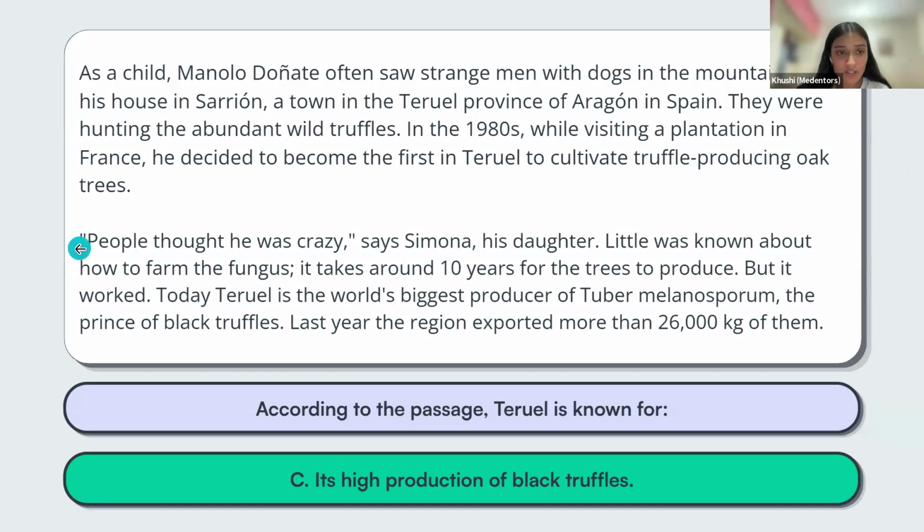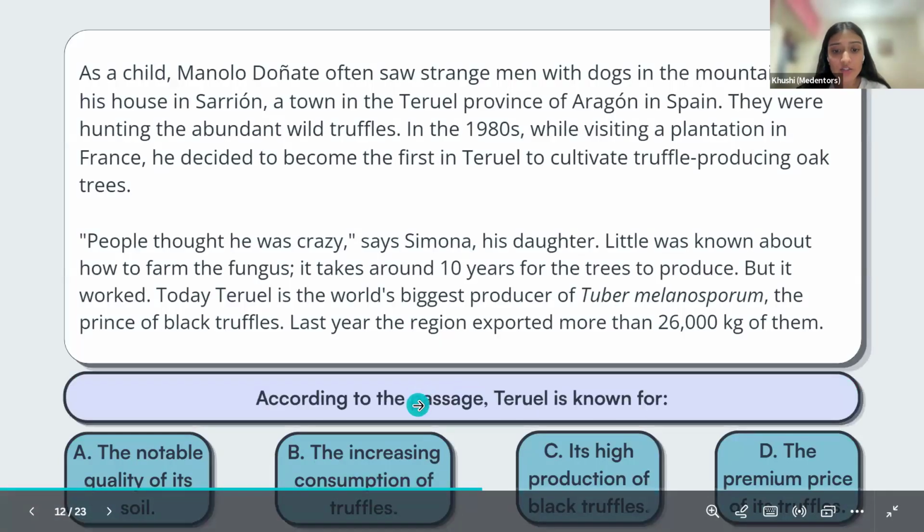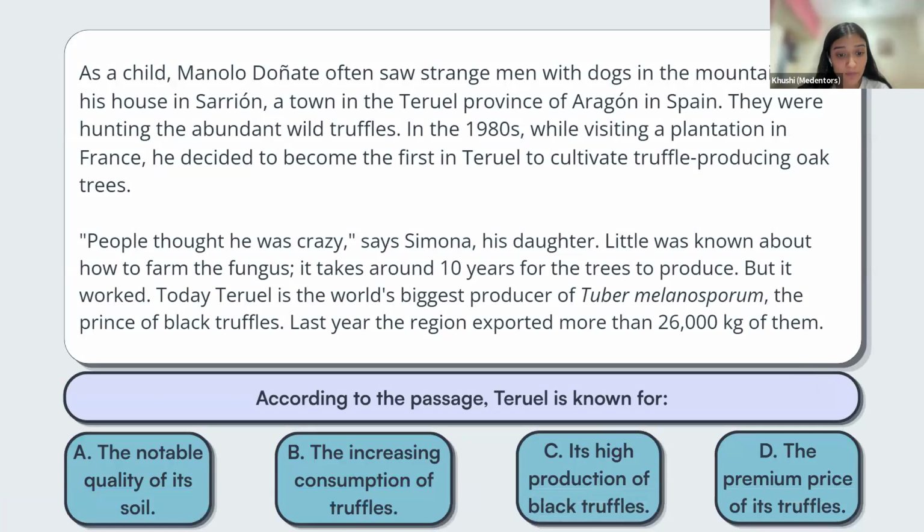Yeah. So with that, what I started off by doing was I just read the question first. It's saying, according to the passage, Teruel is known for, and then I'm skimming over the answers. The first talks about the quantity of soil, the second is talking about the consumption of truffles, C is the production of the truffles, and D is the price of the truffles. So we're looking for the keywords soil, truffles, consumption, whatever is in the answer options. Then I start by reading the passage.